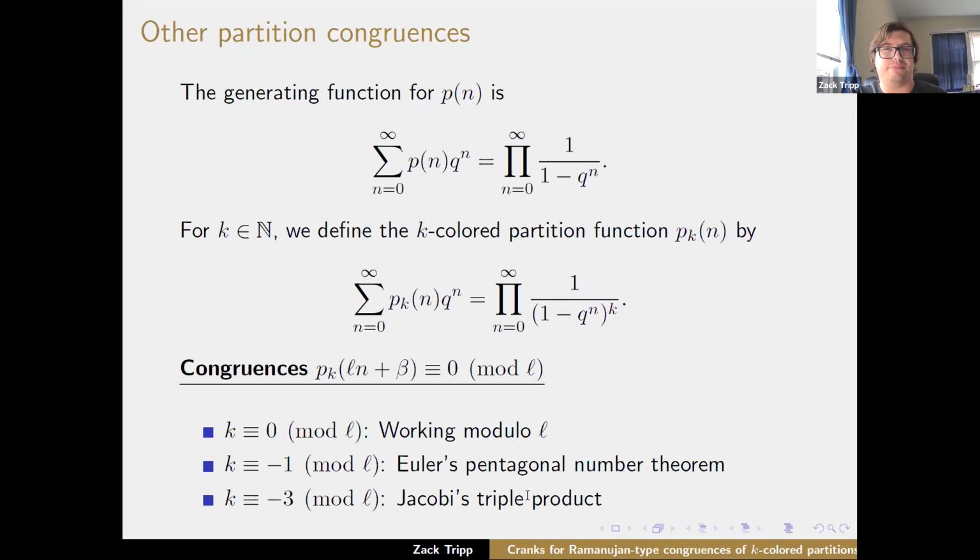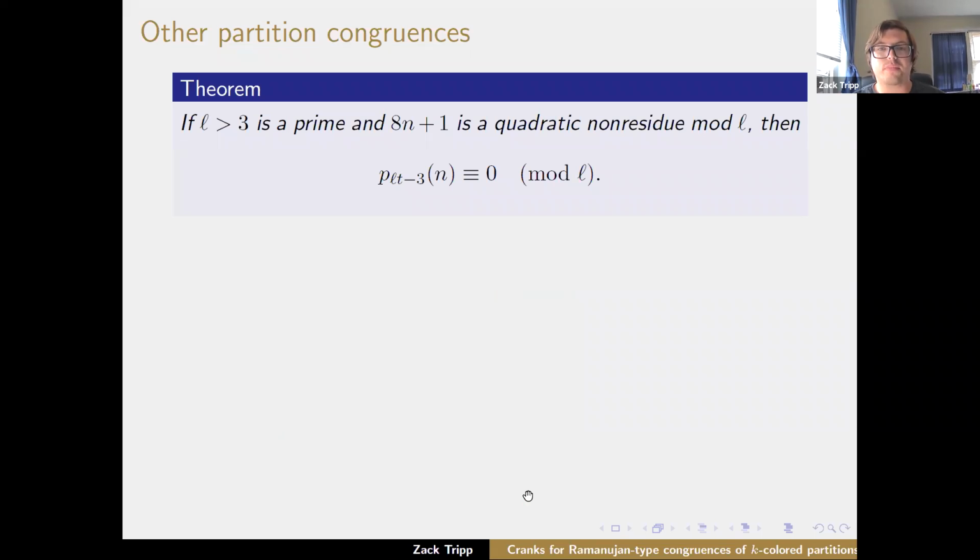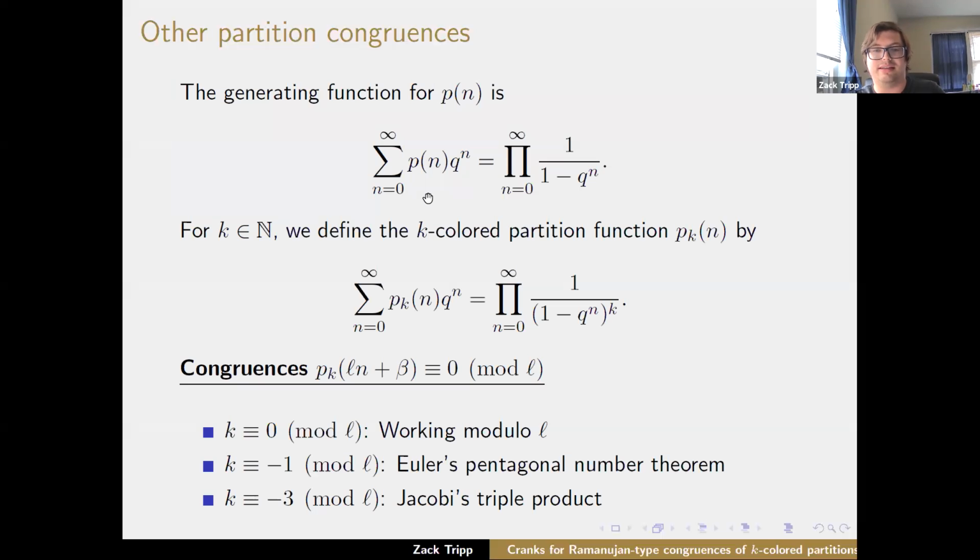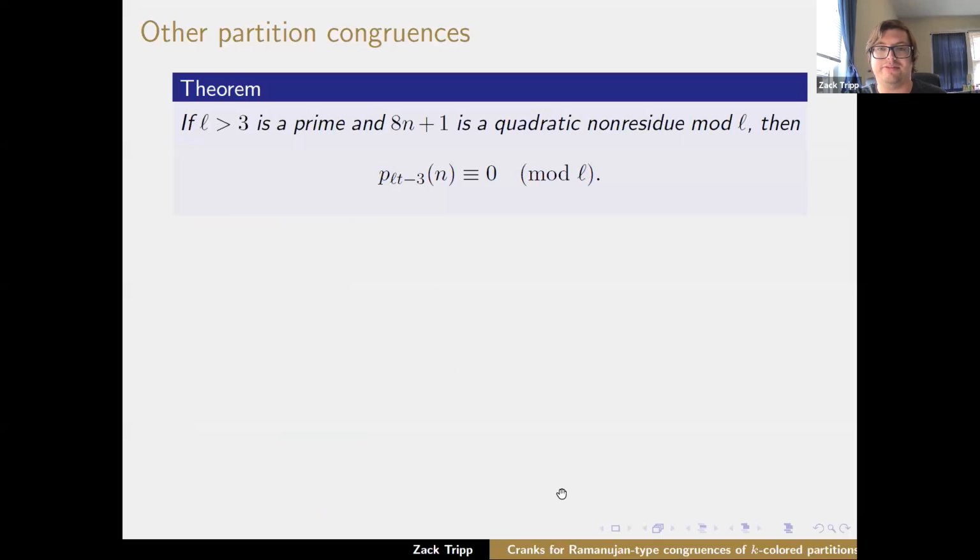All right, so let me give an example of what these congruences look like. We start with a prime L bigger than 3, and when 8n plus 1 is a quadratic non-residue mod L, then we look at the number of colors, where the number of colors is congruent to -3 mod L. In other words, that corresponds to this Jacobi's triple product we have on this previous page. It turns out that P sub K of n will always be divisible by L.